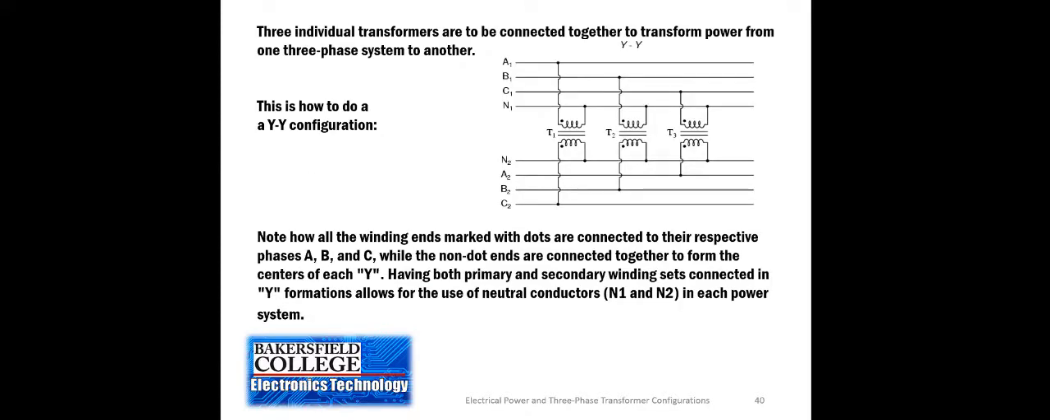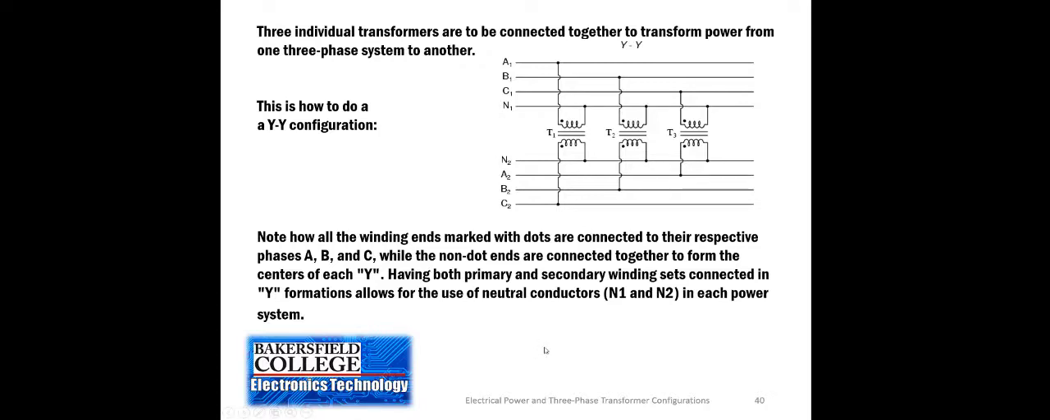So when we connect Y to Y, remember that we have one side of each transformer connected to a common point. That's our center point, and that would be how we would get the neutral. And then each transformer's other side is connected to one of the three phases. So this is what a Y to Y configuration looks like.